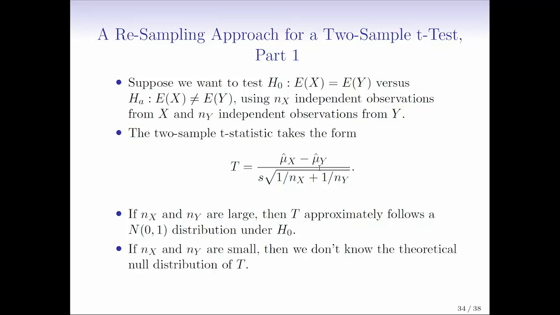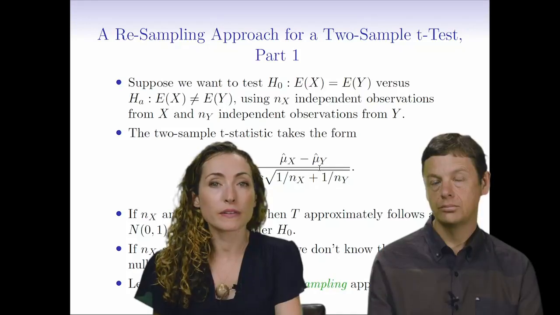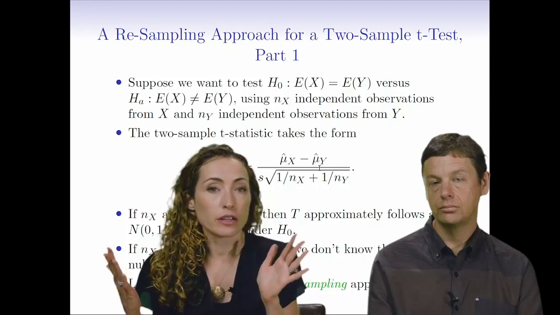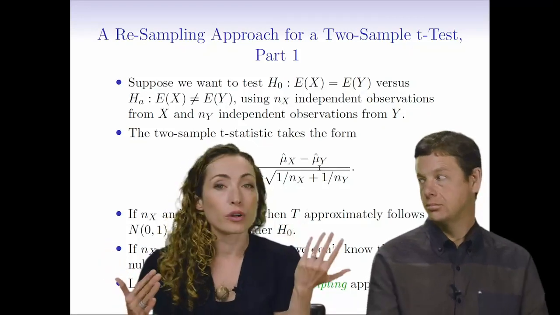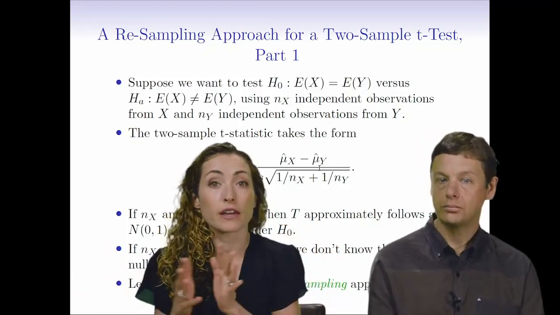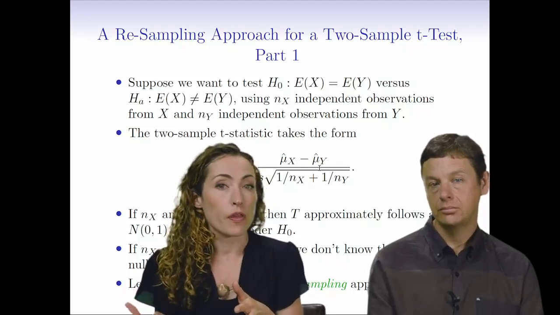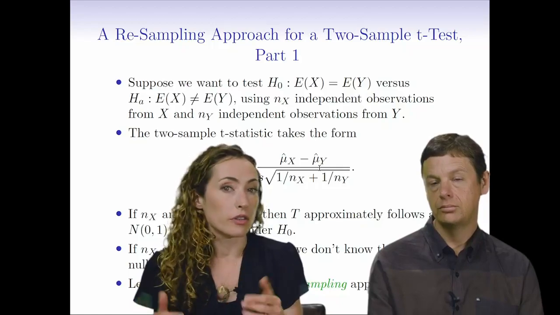But what happens if n x and n y are small? Well, in that case, we actually don't know the theoretical null distribution of t unless we make further assumptions about the distribution of the data, the distribution of the x's and the y's. So what we can do is we can try to take a resampling approach. And the idea behind a resampling approach is that instead of just looking up in a textbook what the theoretical null distribution of t is, or taking our word for it, or deriving it yourself if that's your thing, we're actually just going to let a computer simulate for us what the null distribution of t would look like under the null hypothesis.